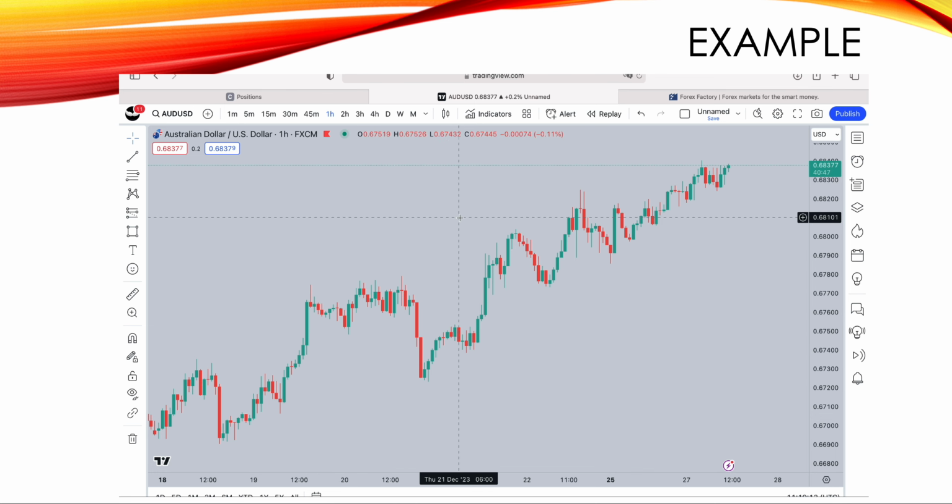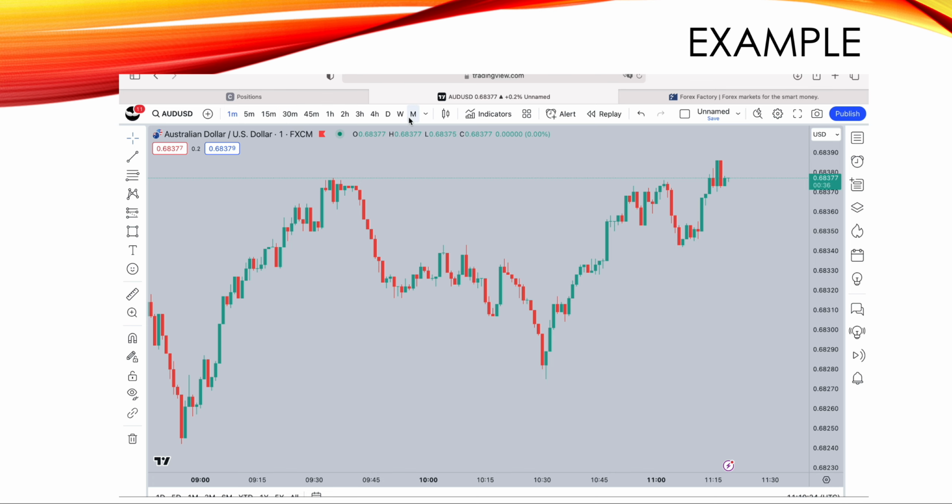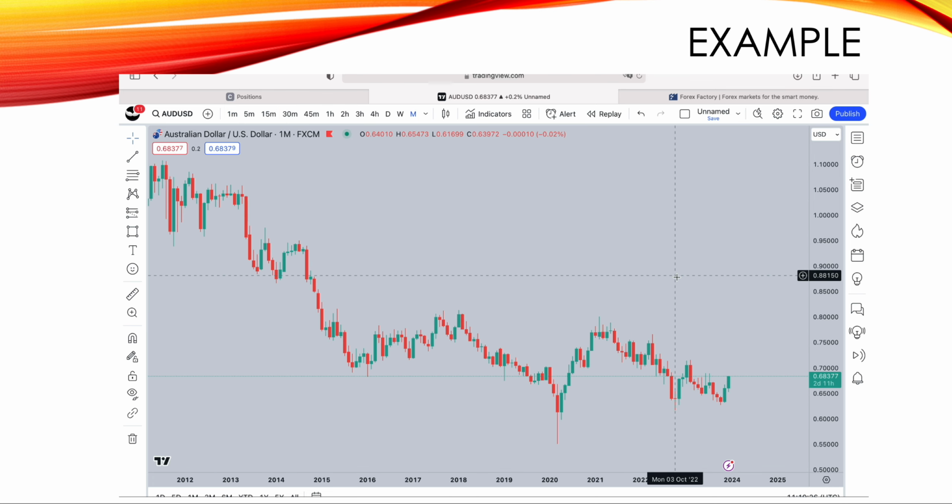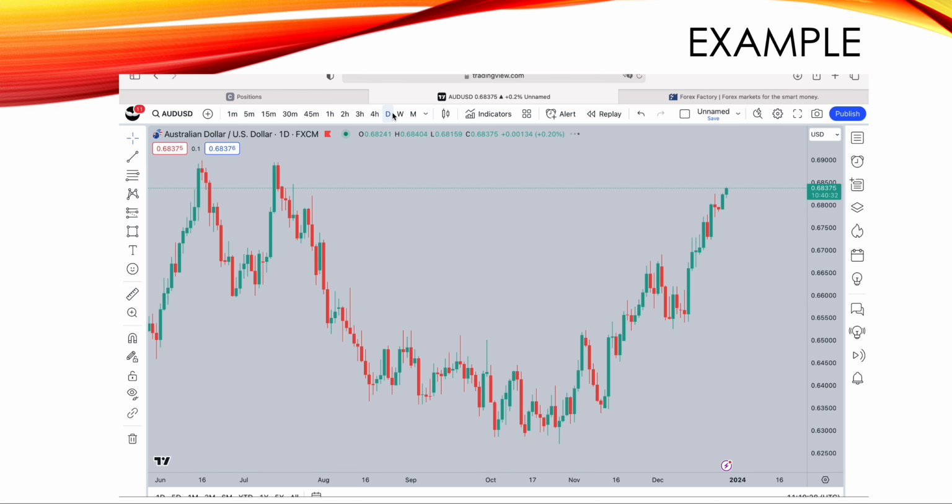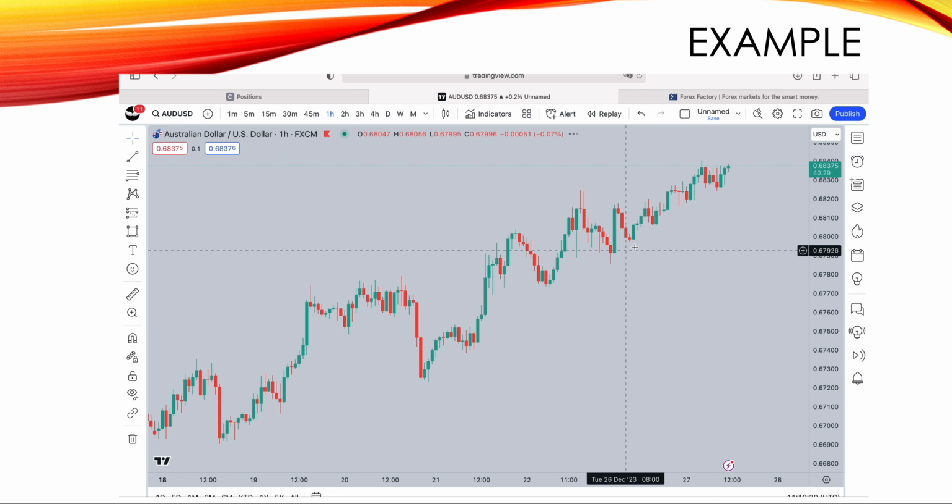The green candles are signifying that price is rising, and the red candles are signifying that price is falling. At the top by here, these are the time frames I was talking about. So we've got the 1 minute time frame, which goes all the way up to the monthly time frame. We'll speak more about time frames in a little moment, but this is just to get you to understand the concept of how to read candlesticks.